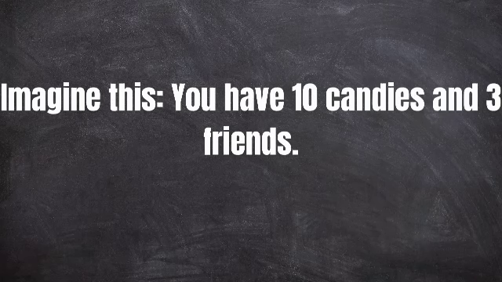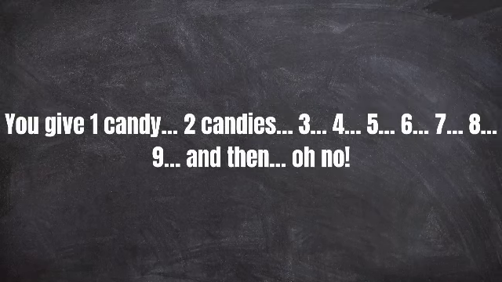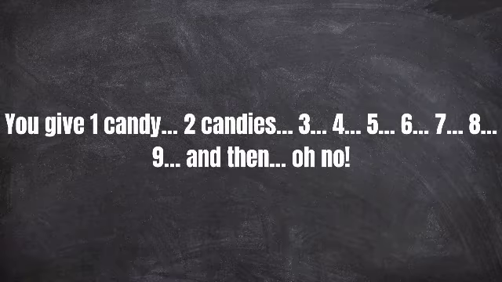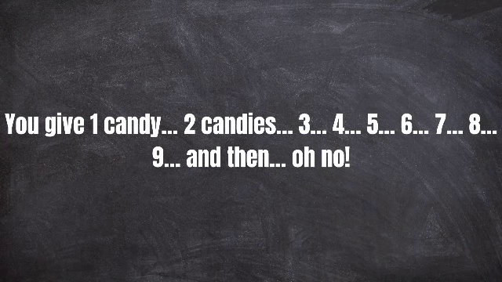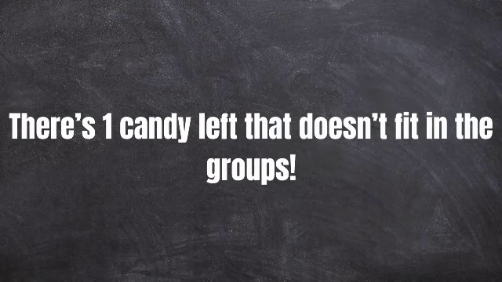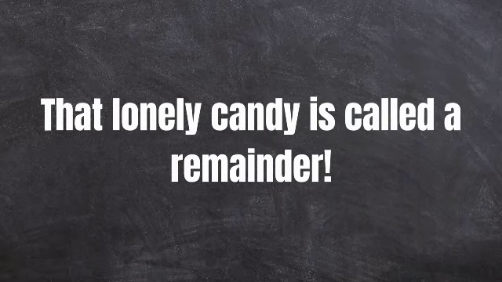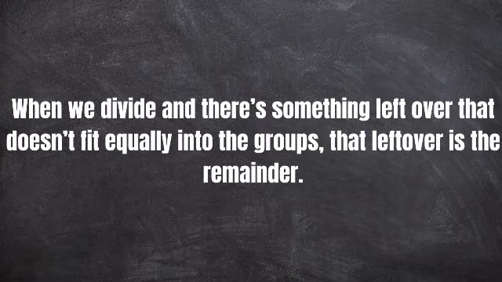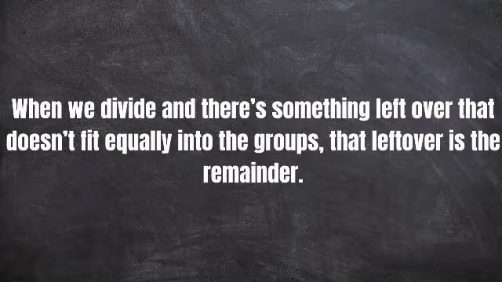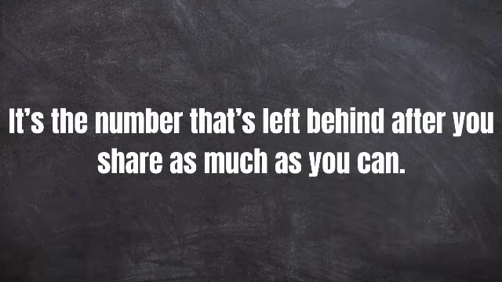Imagine this: you have 10 candies and 3 friends. You give 1 candy, 2 candies, 3, 4, 5, 6, 7, 8, 9, and then, oh no, there's 1 candy left that doesn't fit in the groups. That lonely candy is called a remainder. When we divide and there's something left over that doesn't fit equally into the groups, that leftover is the remainder. It's the number that's left behind after you share as much as you can.